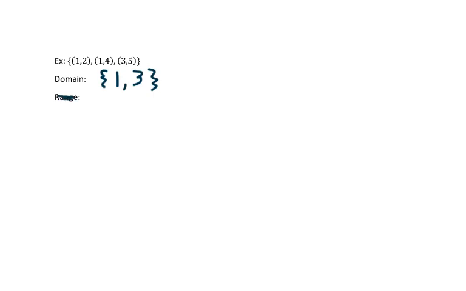Just to make it a little bit easier, let me put the range over here. So for the range, we would have the second component. So we have 2 over here. We have 4 down here. And we have 5. So we have 2, 4, and 5. Okay, that's what the domain and range would be.